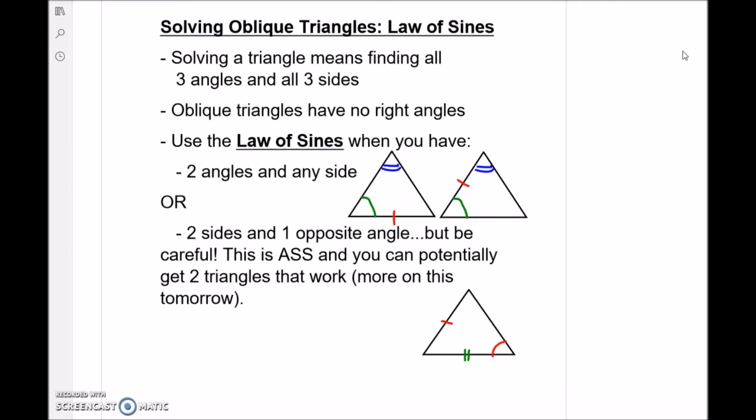Today we're going to start our unit on solving triangles using law of sines and law of cosines. So today we're going to have our first intro into law of sines.